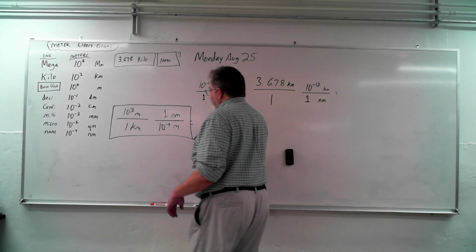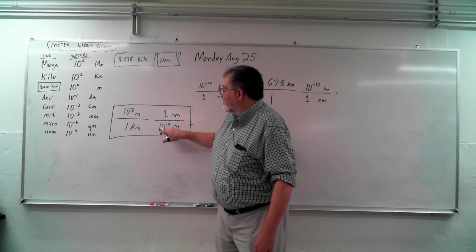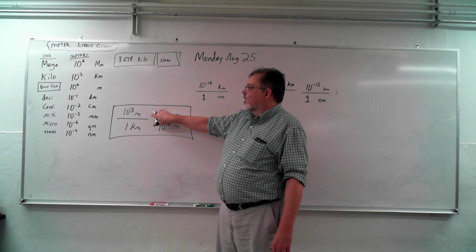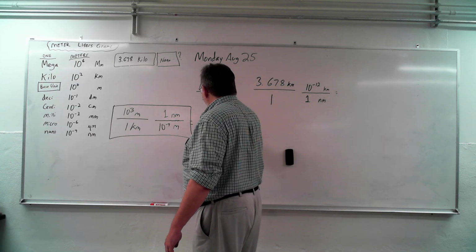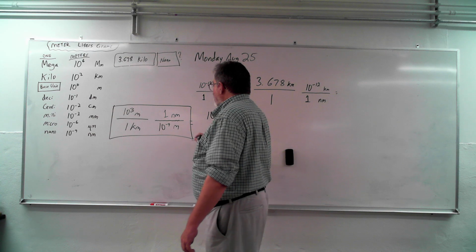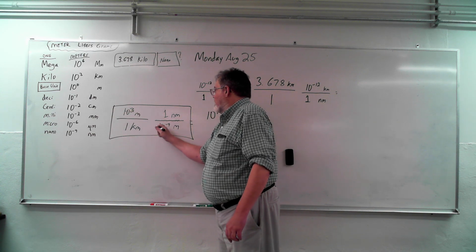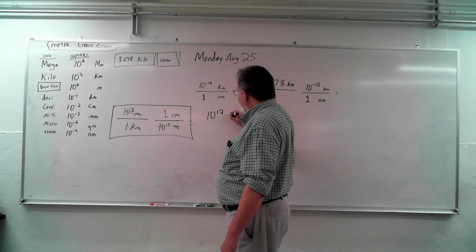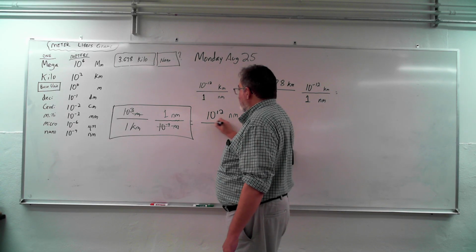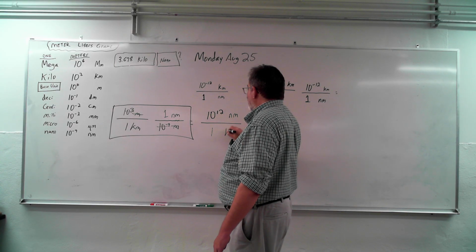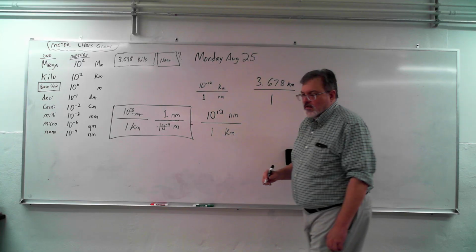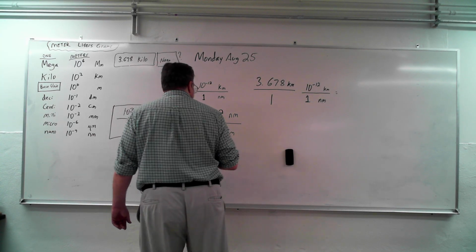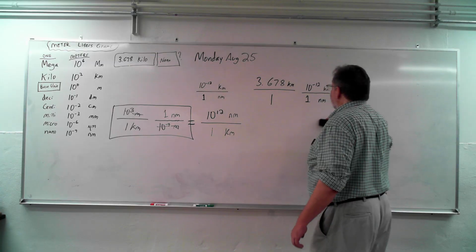And that means, if I'm going to move the 10 to the 9 to the top, it becomes 10 to the positive 9, which becomes 10 to the positive 12. So that's that, and that. The meters cancel. We're left with nanometers over 1 kilometer. That's right, because there should be a lot of nanometers in 1 kilometer.